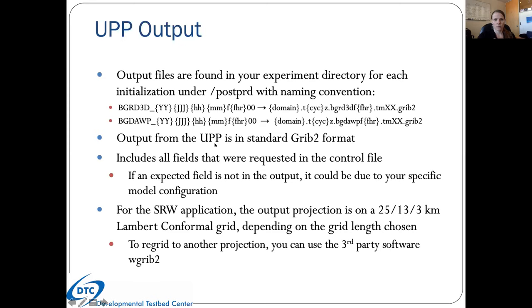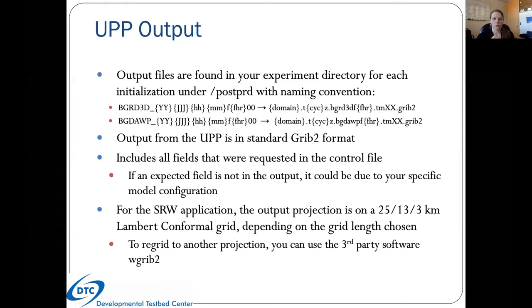So the output from the UPP is in the standard GRIB2 format. It includes all the fields that are requested in the control file. So if you notice that an expected field isn't in the output, it's possibly due to your specific model configuration. Perhaps the field that you're requesting isn't available for that model specifically, or physics, or something else.